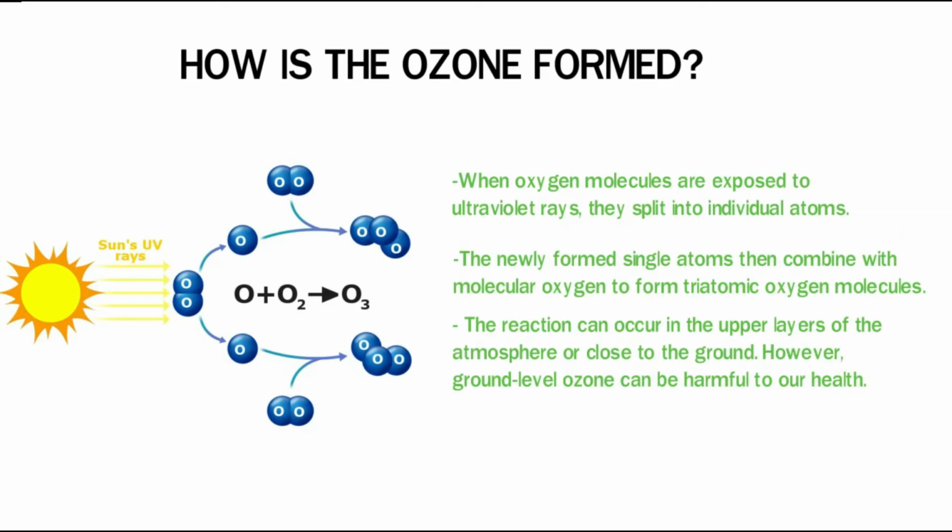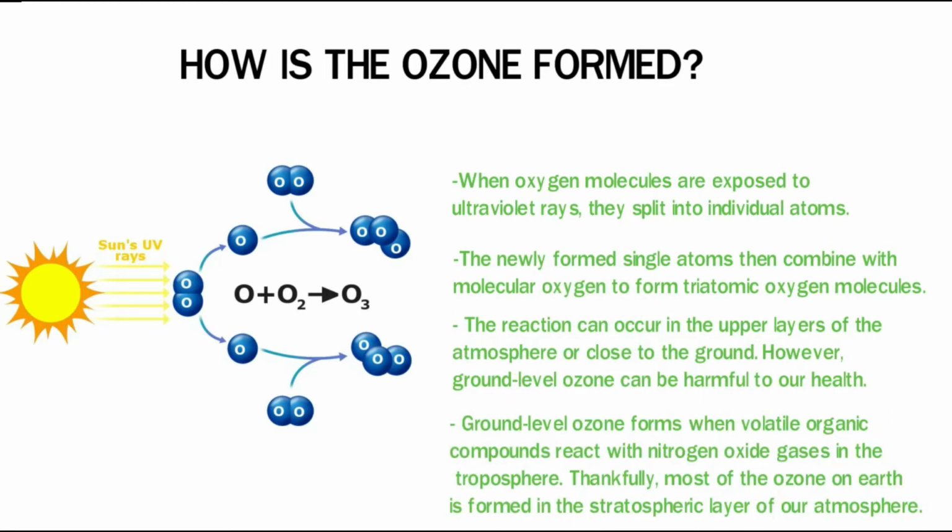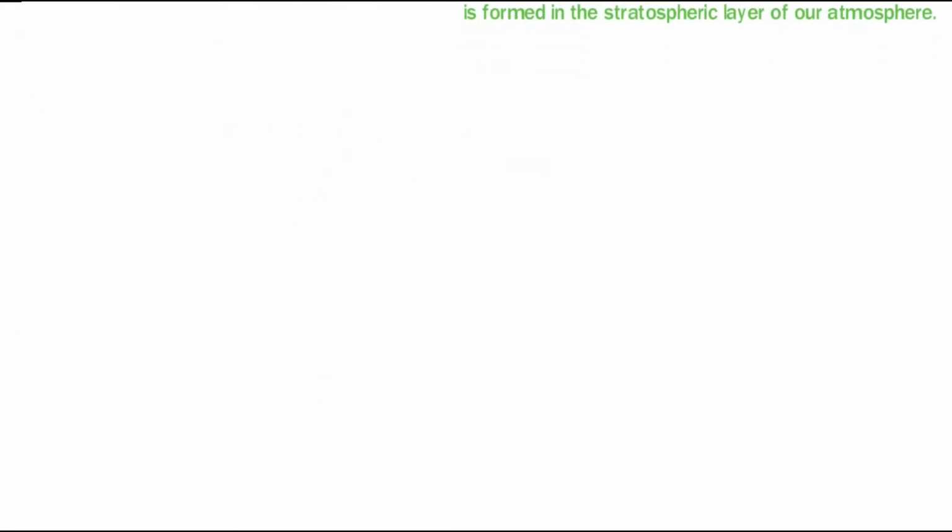The reaction can occur in the upper layers of the atmosphere or close to the ground. However, ground-level ozone can be harmful to our health. Ground-level ozone forms when volatile organic compounds react with nitrogen oxide gases in the troposphere. Thankfully, most of the ozone on Earth is formed in the stratospheric layer of our atmosphere.